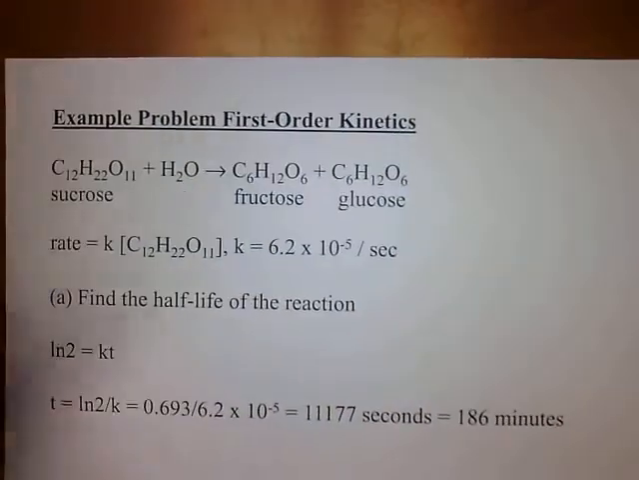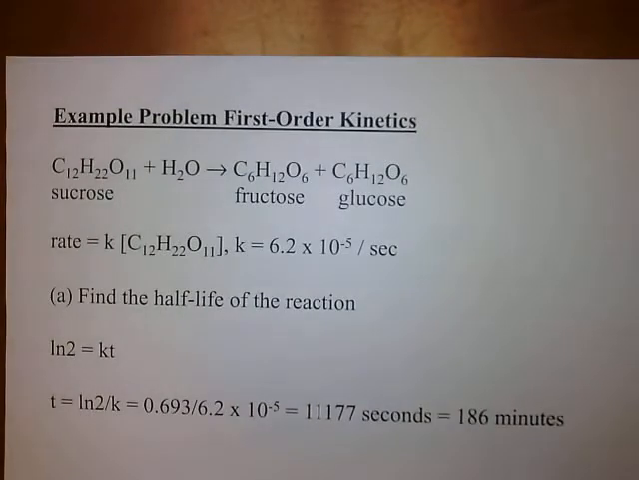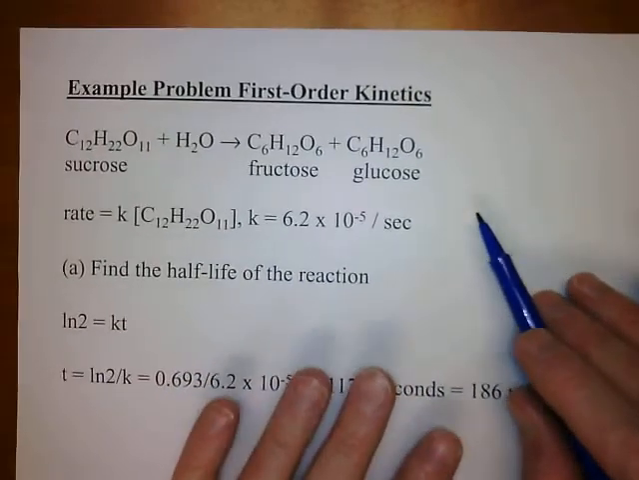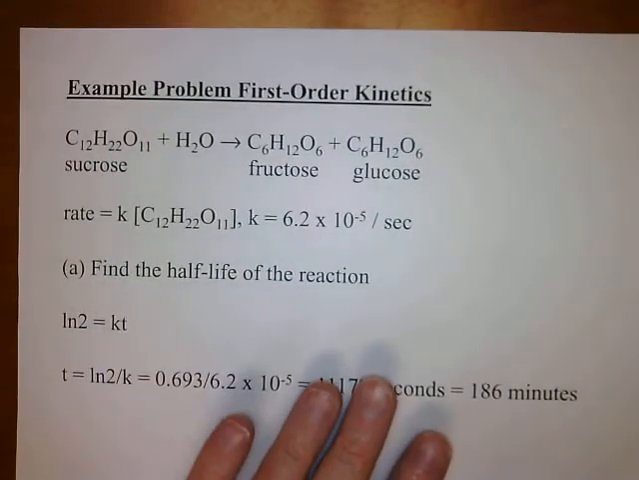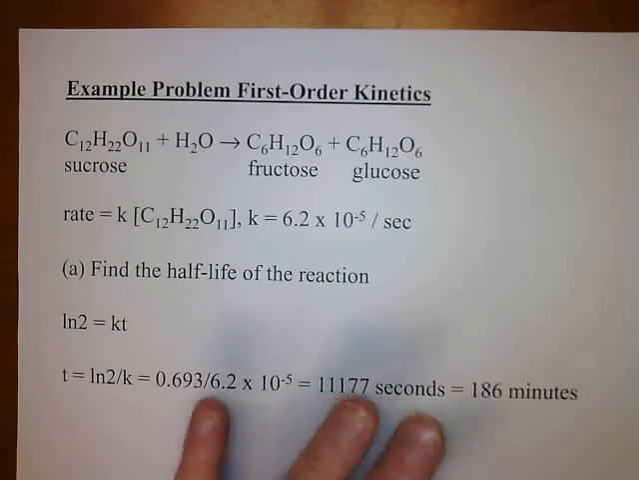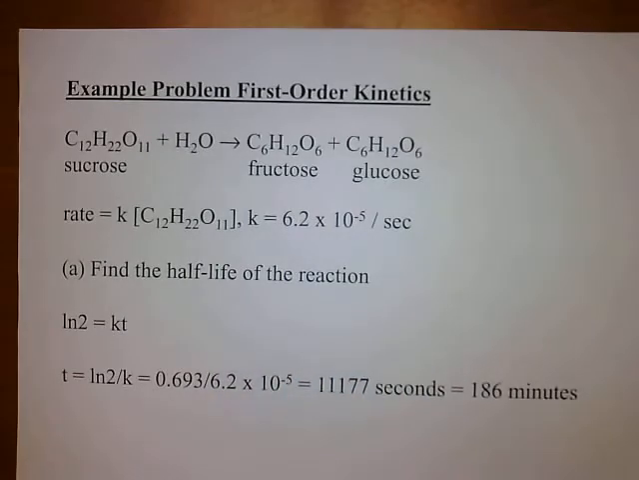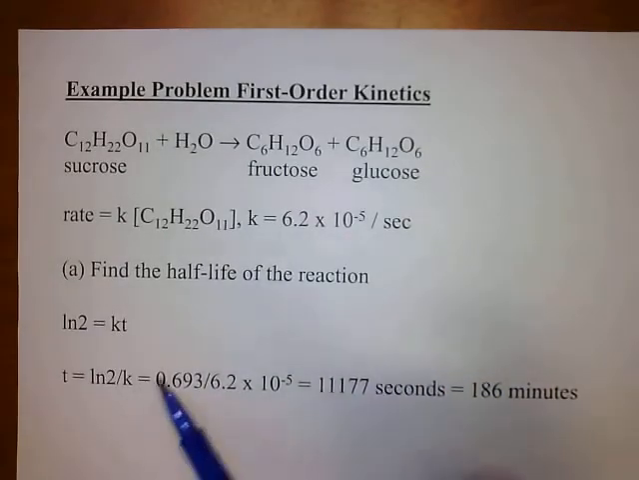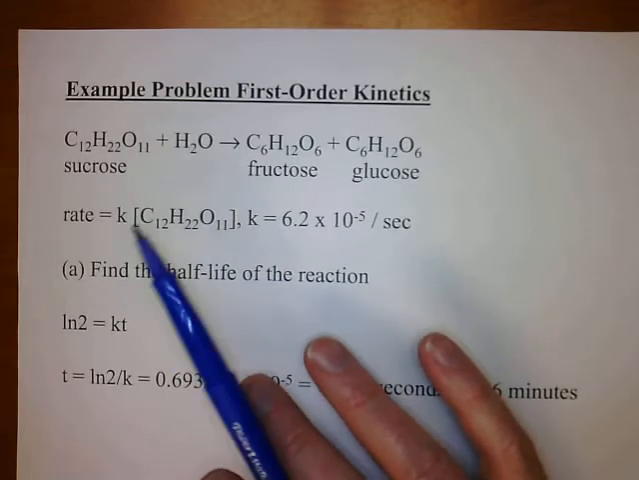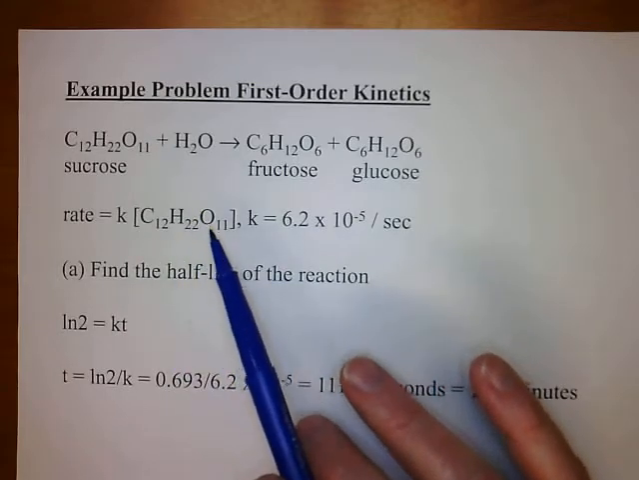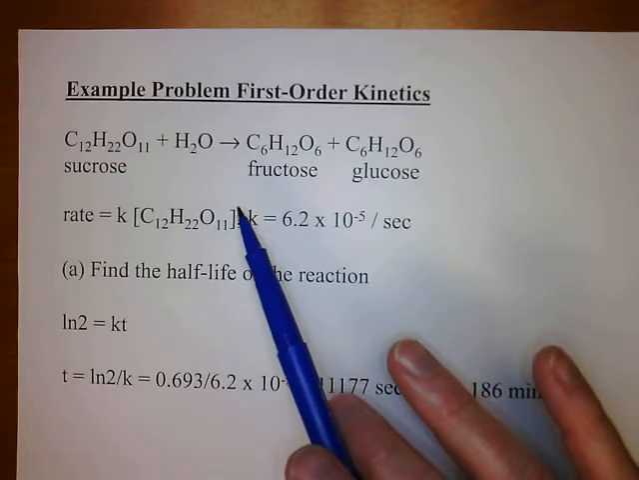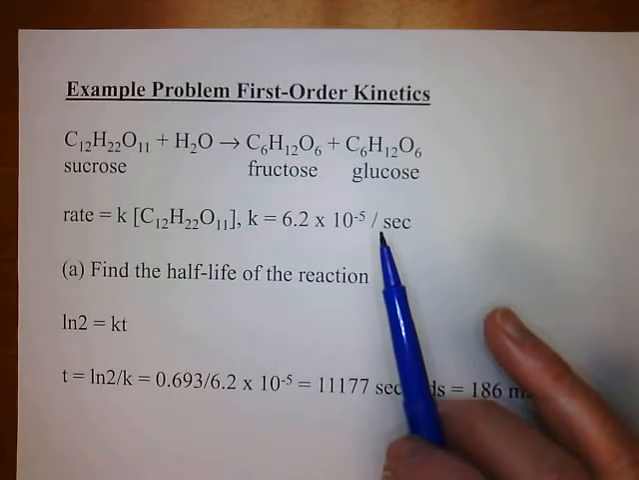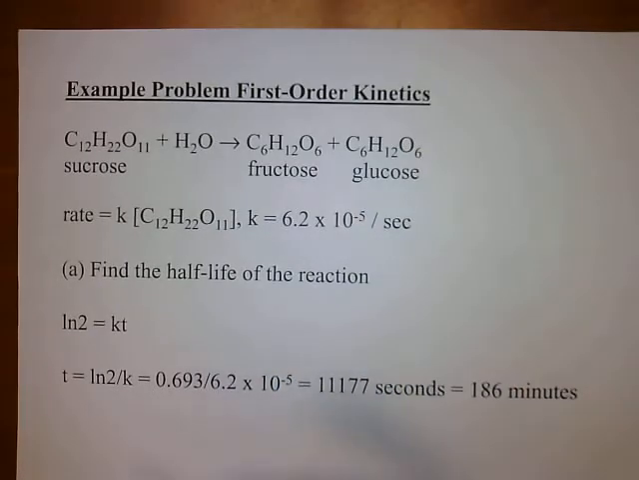So let's go back to first order now, and let's work a problem, and let's go back to this problem that we looked at previously. Okay, so we're looking at the decomposition of the sucrose into fructose and glucose. We said that it's a first order reaction, and the rate is some constant k times the concentration of sucrose to the first power. We said the rate constant is 6.2 times 10 to the minus fifth per second. Okay, so first thing we want to do is find the half-life, right?